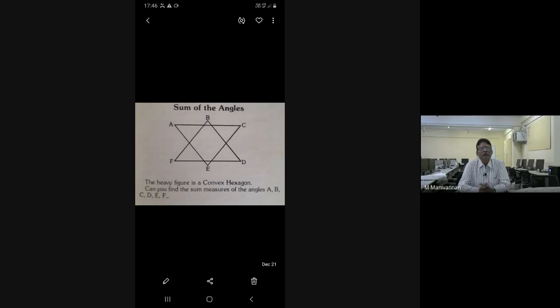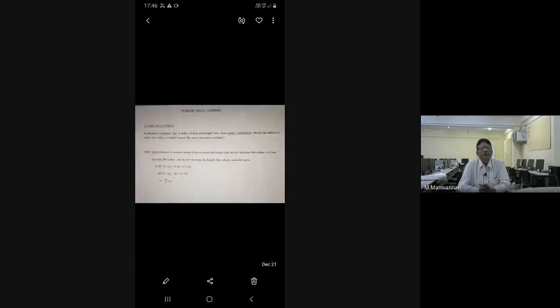The second question is on the volume of a cylinder. A cylindrical container has a radius of 8 centimeters and height 3 centimeters. How many centimeters should be added to either the radius or height to give the same increase in volume? So this is the question, and the answer is also there.